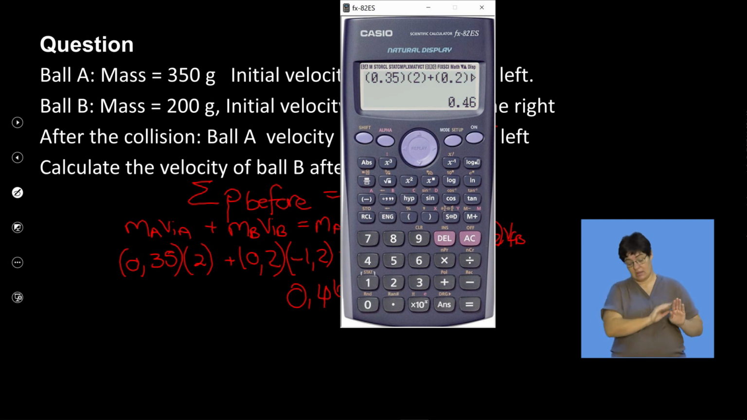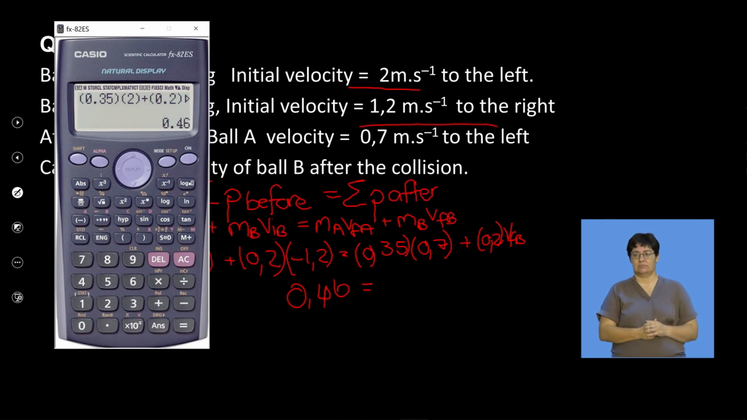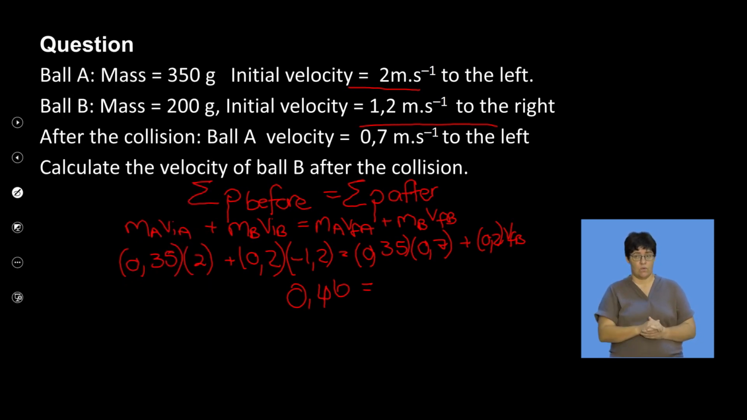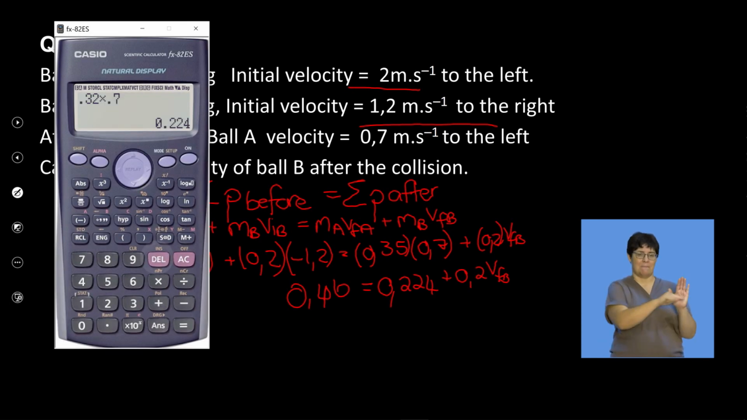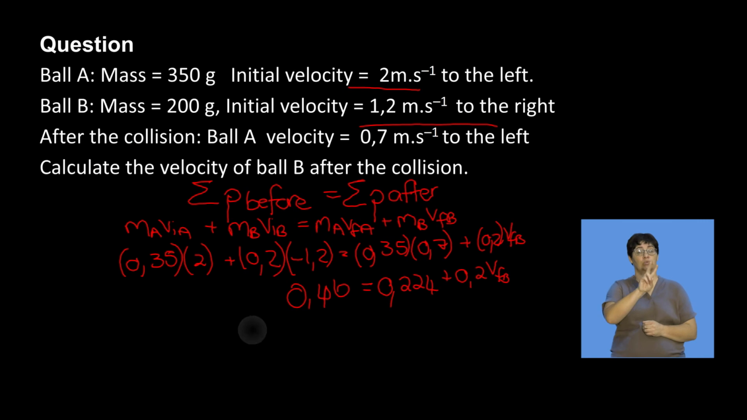Okay. So let's put this over here now. Okay. And we're going to go 0.35 times 0.7. And that gives us 0.224 plus 0.2, which means I need to take the 0.224 over, so I'm going to minus that on both sides. I'm not going to write it down, so we got 0.46 minus 0.224, and I get 0.236.